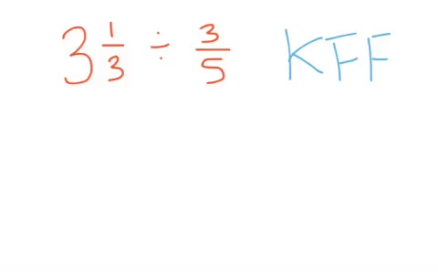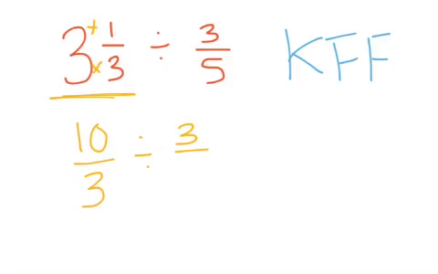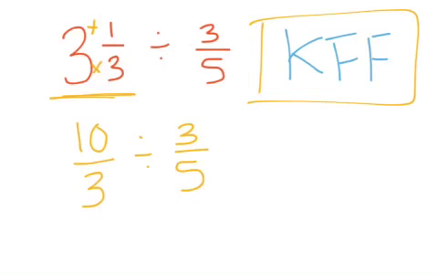So first I'm going to look at my mixed number and change it to improper by multiplying denominator times the whole number, then adding my numerator. So 3 times 3 is 9, plus 1 is 10, denominator stays the same. So now I have 10/3 divided by 3/5. Now I can go to my KFF steps.